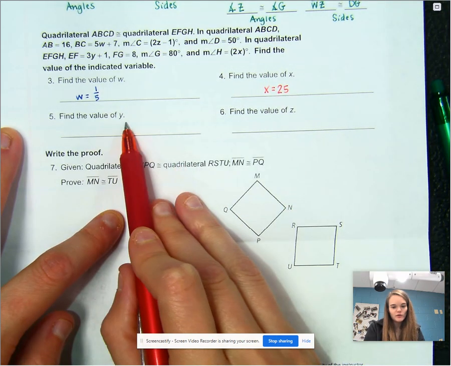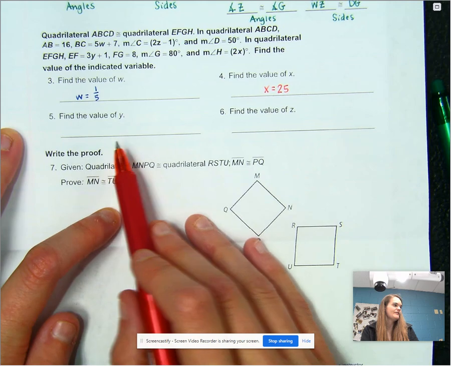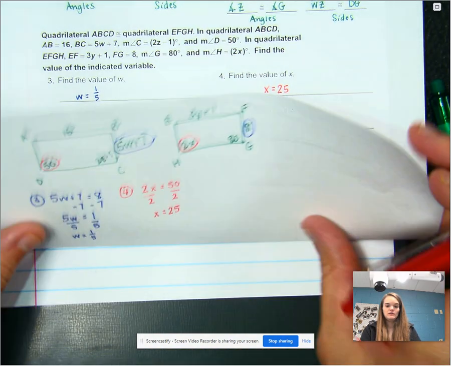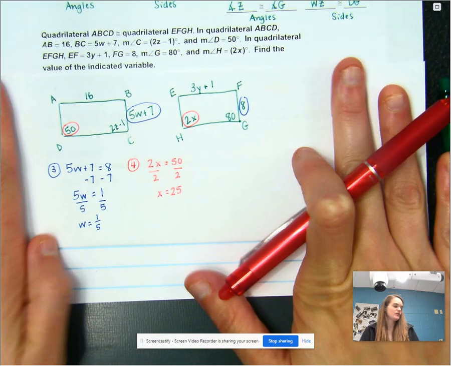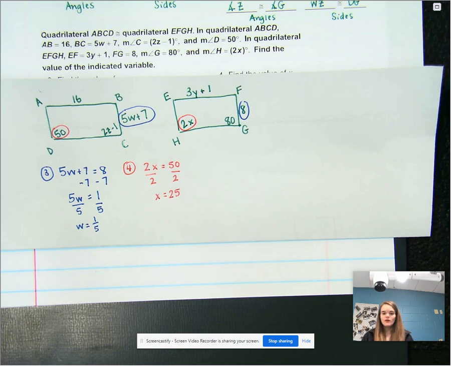Number 5 is find the value of y. Number 6 is find the value of z. I want you to pause the video and try 5 and 6. There's our picture. You're pausing. You're trying 5 and 6. All right, I'm going to keep going.